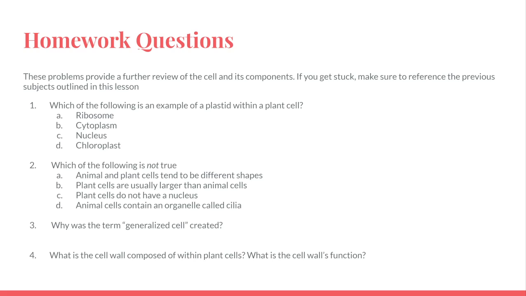Which of the following is not true? Either A, animal and plant cells tend to be different shapes. B, plant cells are usually larger than animal cells. C, plant cells do not have a nucleus. Or D, animal cells contain an organelle called cilia. Number 3, why was the term generalized cell created? And finally, number 4, what is the cell wall composed of within plant cells? And what is the cell wall's function?